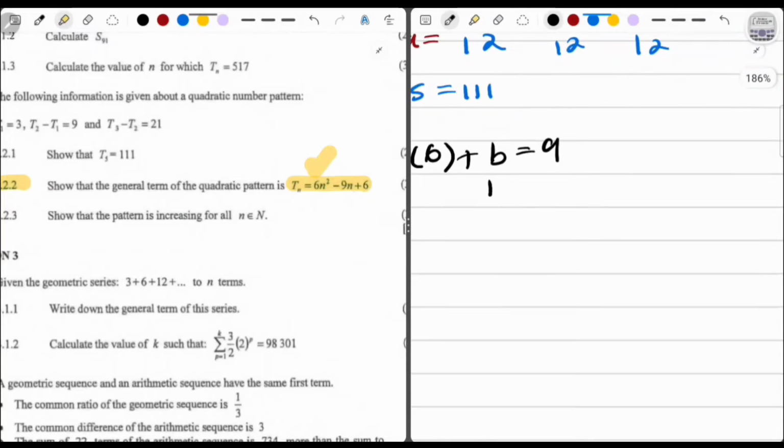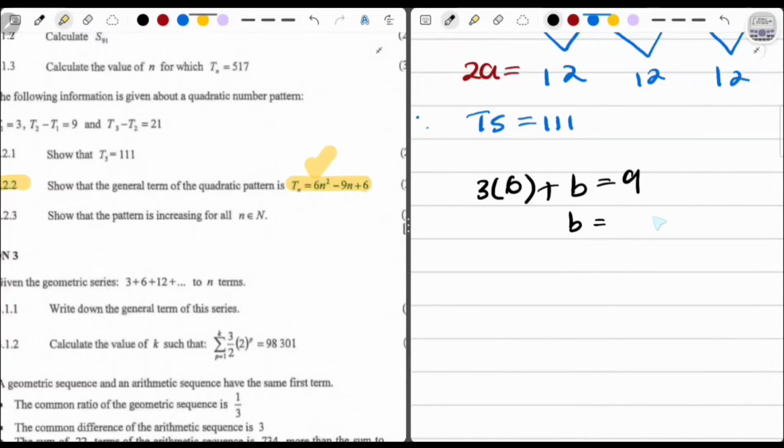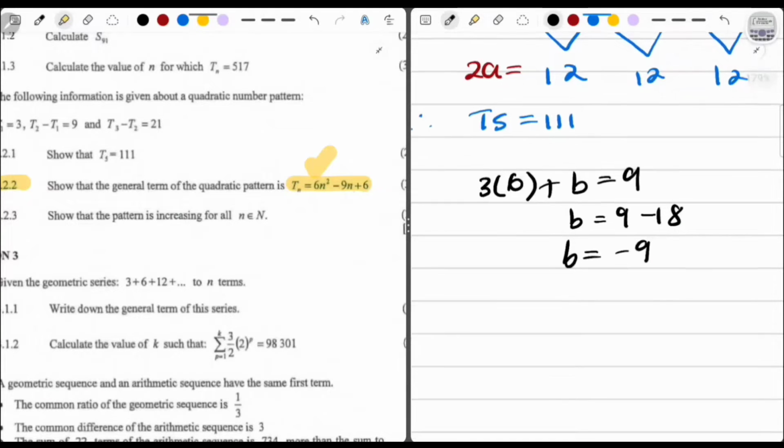Okay, so b is equal to, 3 times 6 is 18. So we still have 9 here. This becomes an 18. It comes over and becomes a negative 18. B is equal to 9 minus 18, negative 9, because 18 is double of 9.